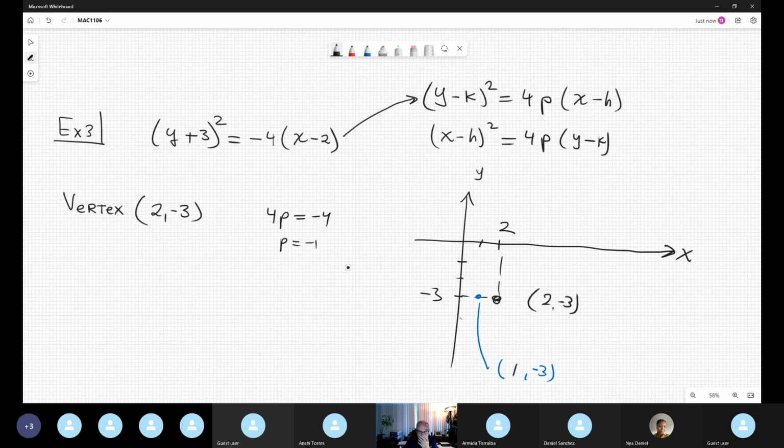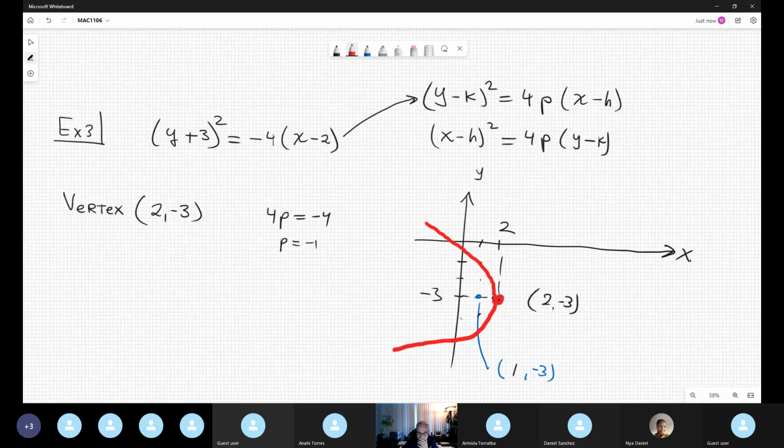(1, -3). And now we have the focal diameter, which is 2p, to p. 2p is 2. So 1, 2 in that direction, and 1, 2 in that direction. After you see it in decimal, the points I suppose are (1, -1) and (1, -5). And the most important for me is to try to do a rough sketch of the parabola. The rough sketch of the parabola is something like that.